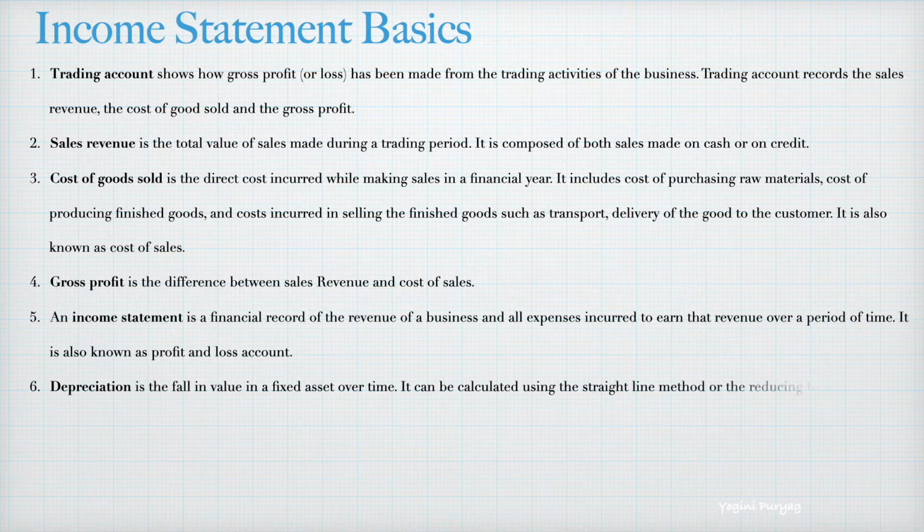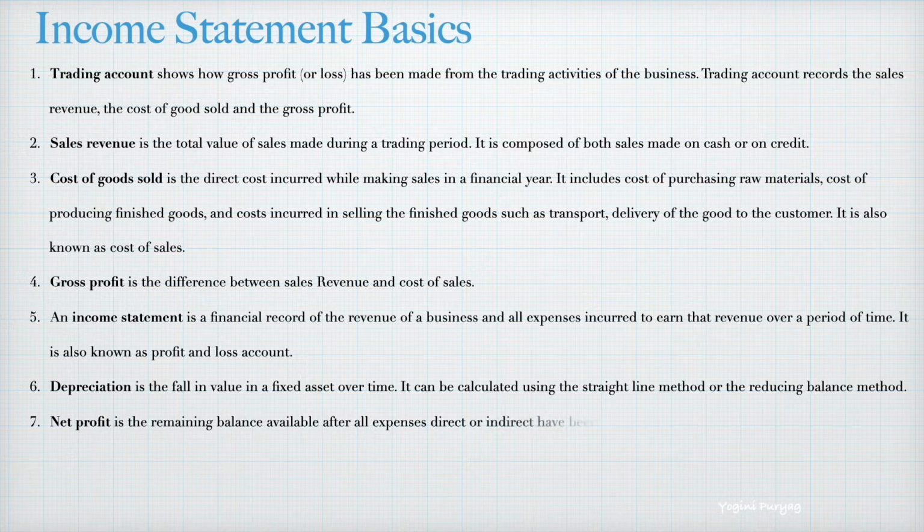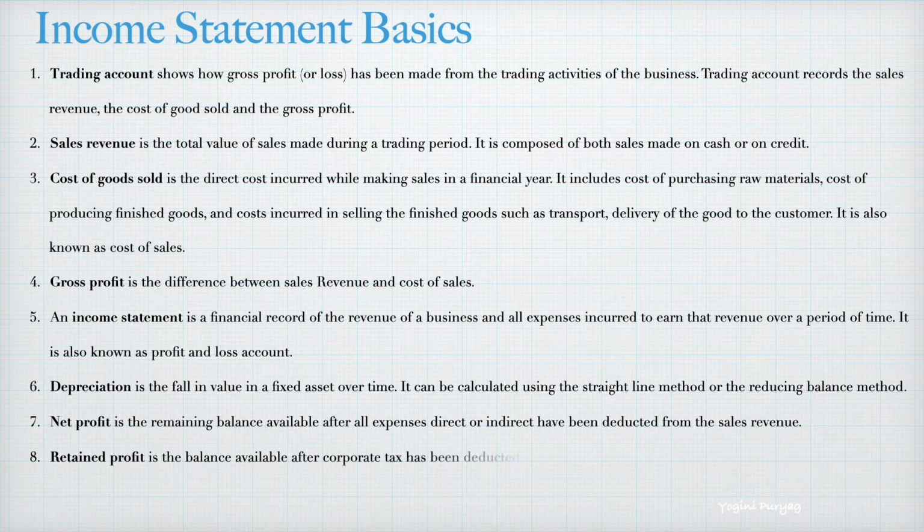Net profit is the remaining balance available after all expenses, direct or indirect, have been deducted from the sales revenue. Retained profit is the balance available after corporate tax has been deducted and dividends paid to shareholders. Retained profit is the sum available that is reinvested into the business.